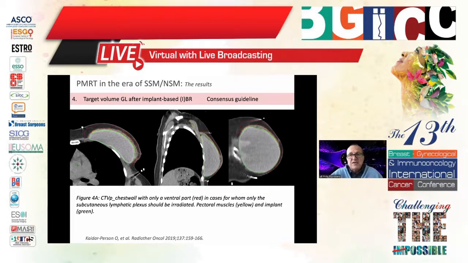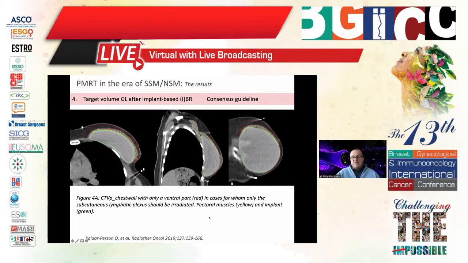patients. All the patients that have radiotherapy to the chest wall because of nodal involvement, not because of the local tumor that was very big. Most of our patients have a reason for chest wall irradiation based on nodal involvement, not a local tumor. Then it's the draining subcutaneous plexus. In yellow is the pectoral muscle, in green is the implant. So here is the pectoral muscle, the minor and the major, covering about half of the implant, and this is the target volume.